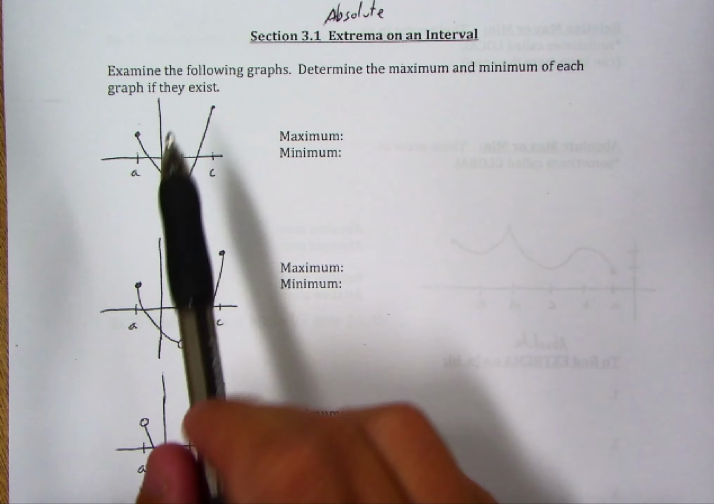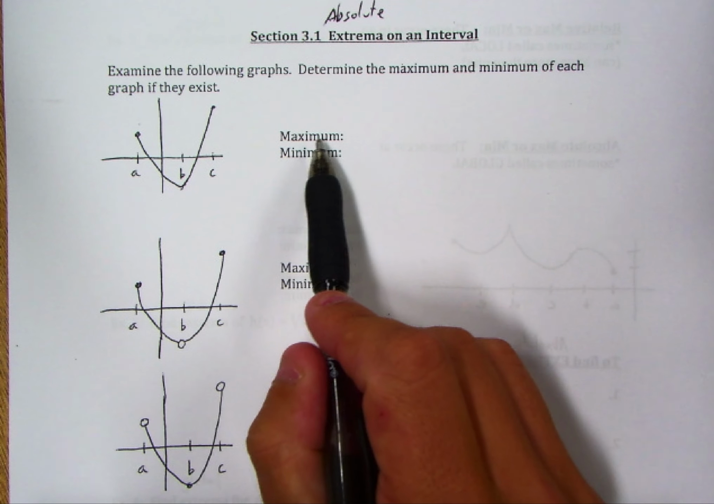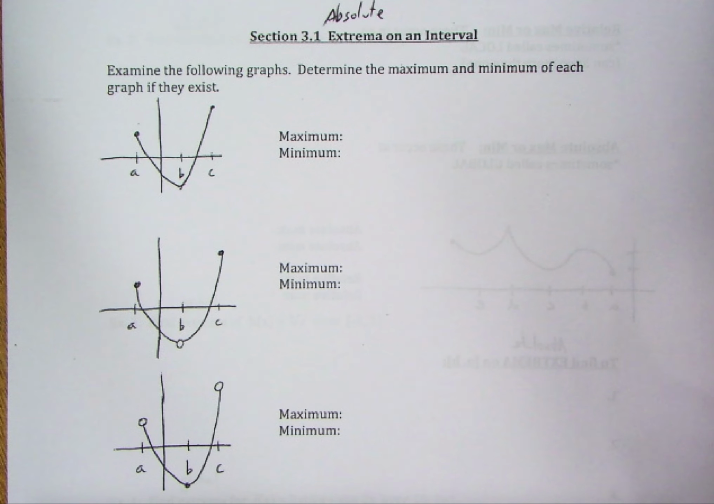So I have some graphs depicted here, and it says examine, and it says determine the maximum and minimum of each graph if they exist. Now, when a question ever says what is the maximum or what is the minimum, they are looking for the y value of the function, like the biggest y value or smallest y value. Sometimes they'll say at what x value does the maximum occur? And so we always have to pay attention to what the question's asking.